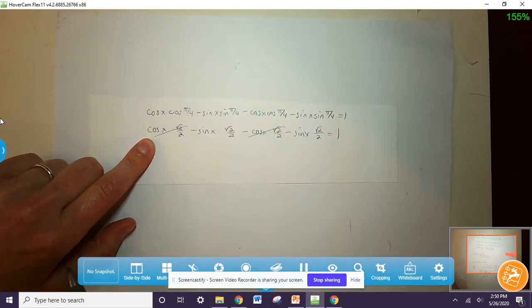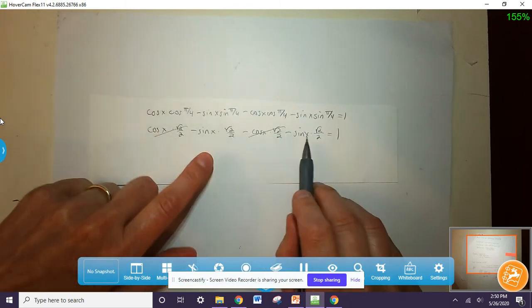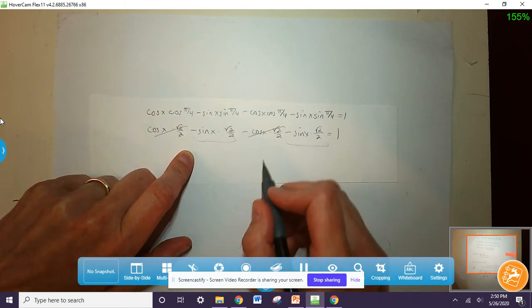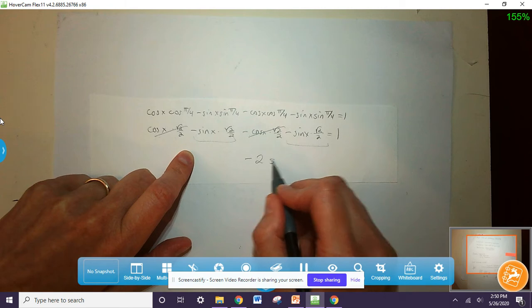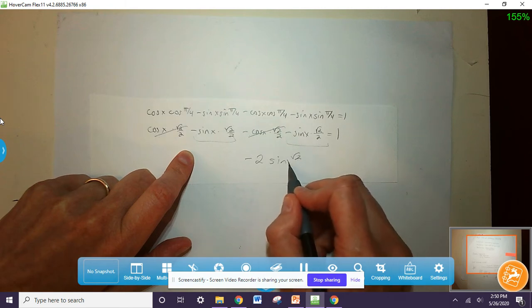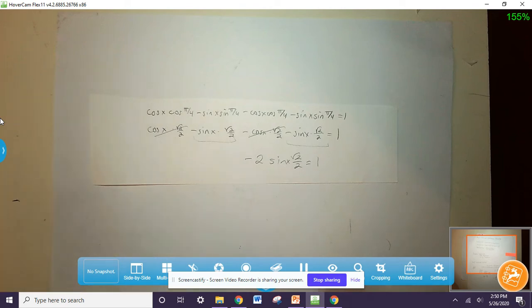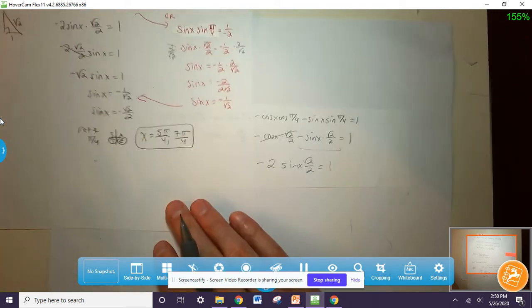So they do cancel. And then you have 2 of these that are an exact match. Negative sine x radical 2 over 2. So that becomes -2 sine x radical 2 over 2. And then you have the same work that I have. So at that point, you're back to the same place that I was over here.